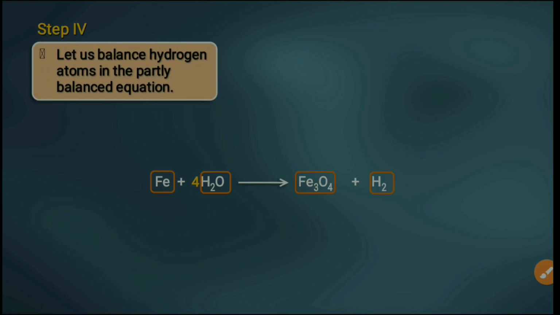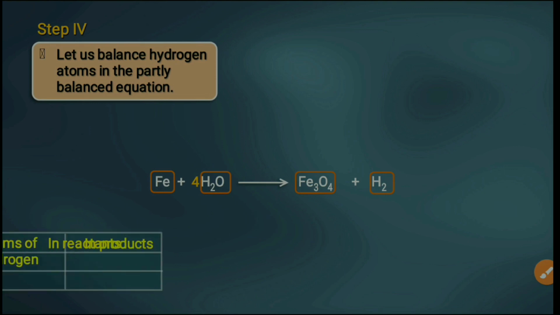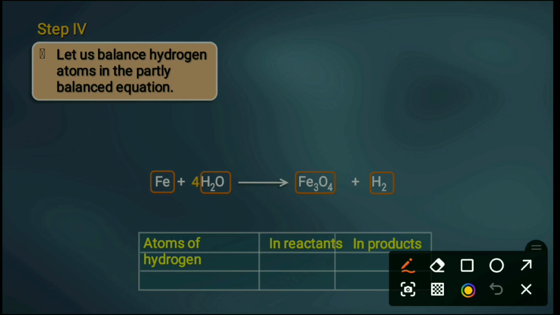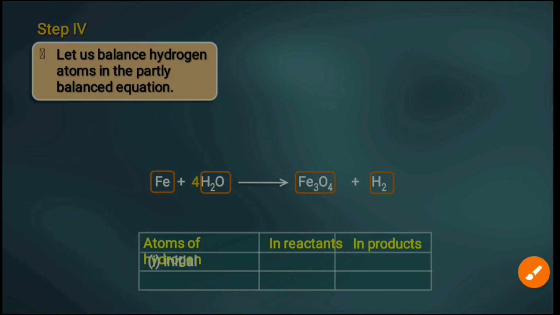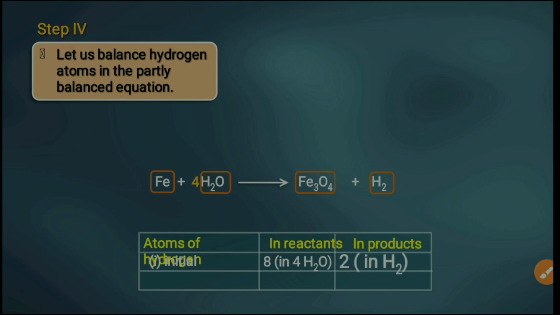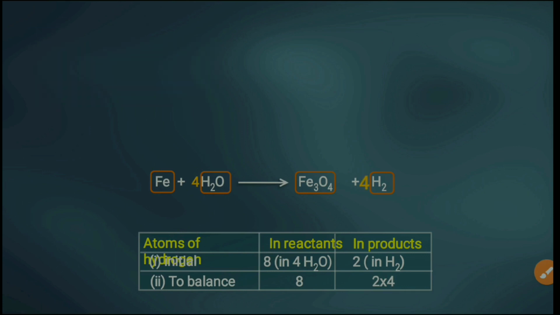Step 4. Let us balance the hydrogen. Let us balance the atoms partially. Now we balanced the oxygen. Now we have to balance the hydrogen. Initially in the water molecules there are 8 hydrogen atoms, and in the product side 2. So to balance we have to multiply 2 by 4 to get 8.